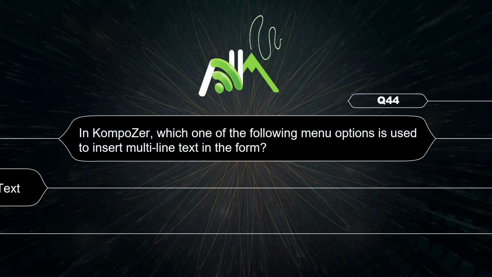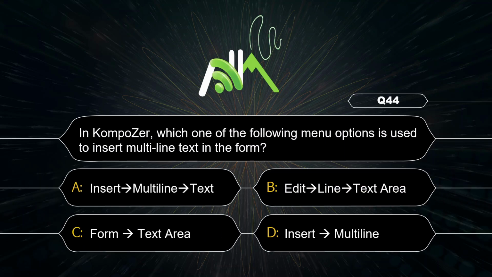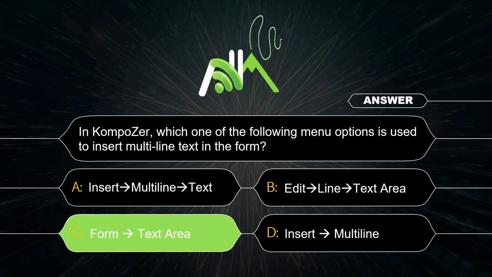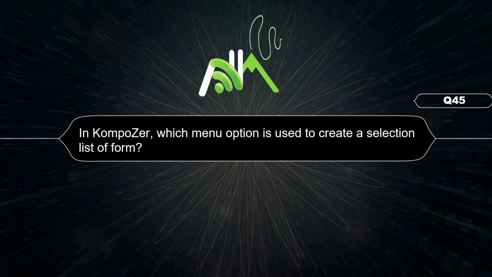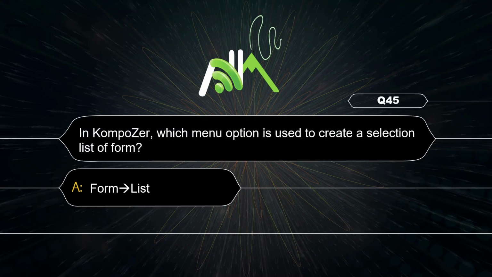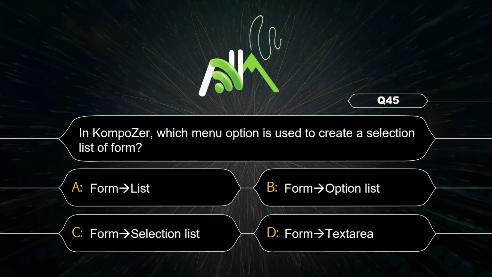What is used to insert multi-line text? That is text area. So you have to go to form menu and text area. A selection list, again form menu, selection list. This text area and selection list are not included in the input element. They are different from the input element.